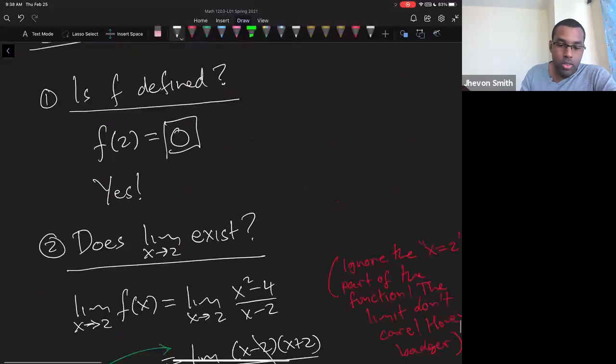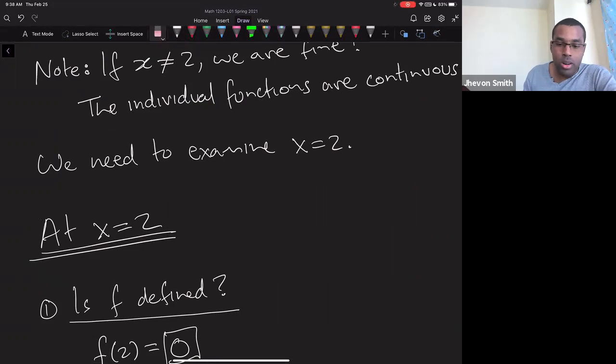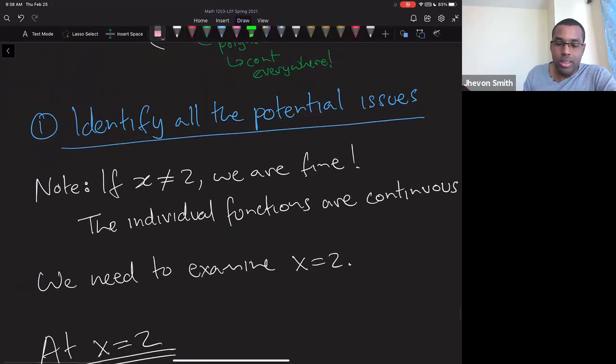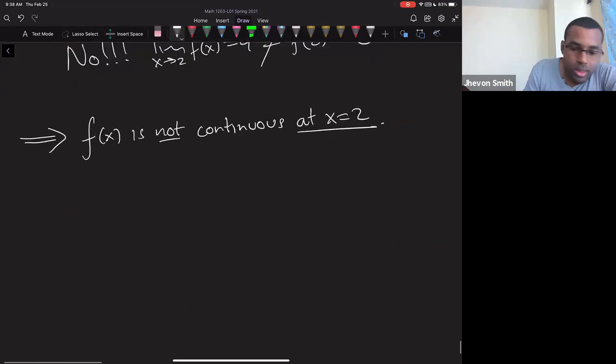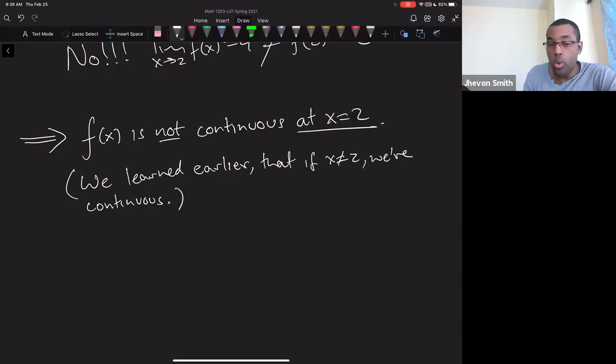That's what we just proved. Remember, we were focusing on 2, so we're not proving anything in general here. However, we did say earlier that if we're not at 2, everything's fine. So as long as we're not at 2, we're good. So we learned earlier that if x is not 2, we're fine. We're continuous.